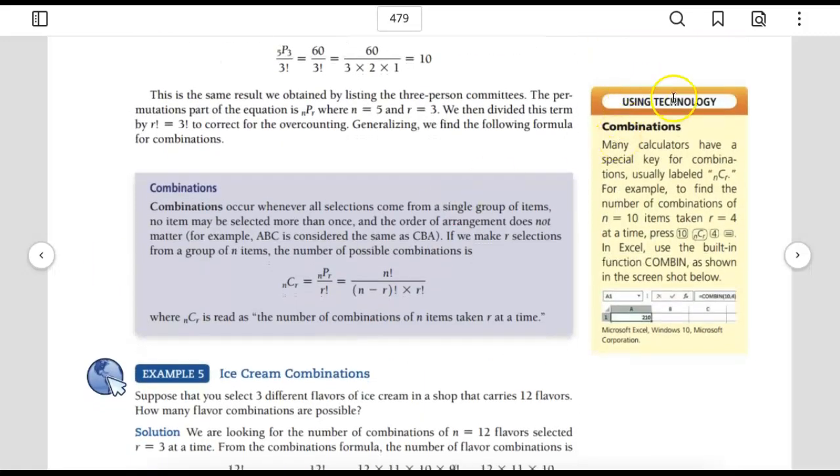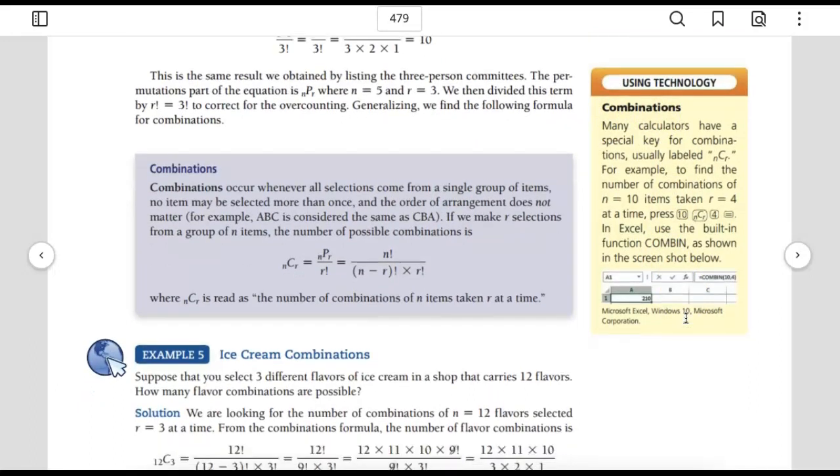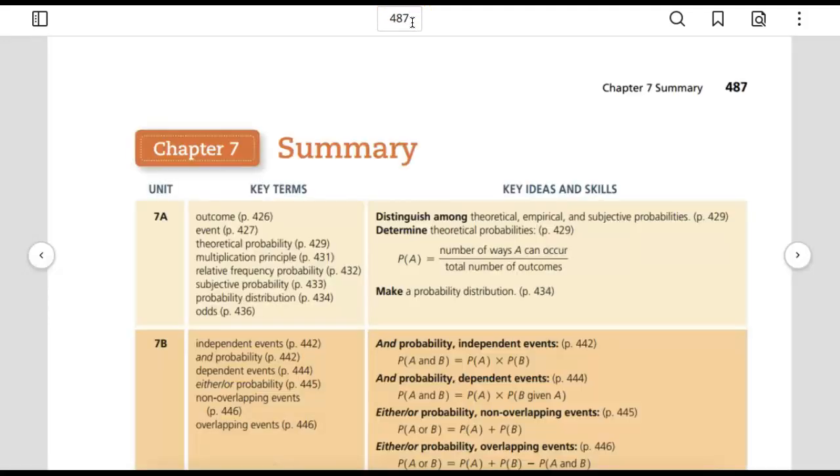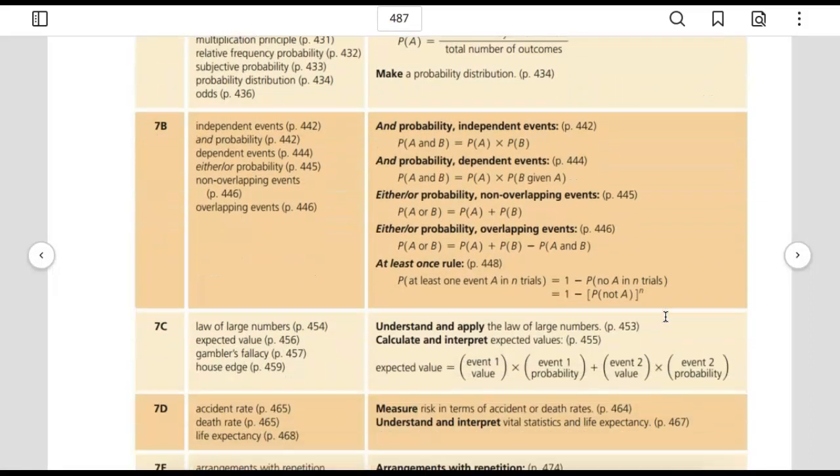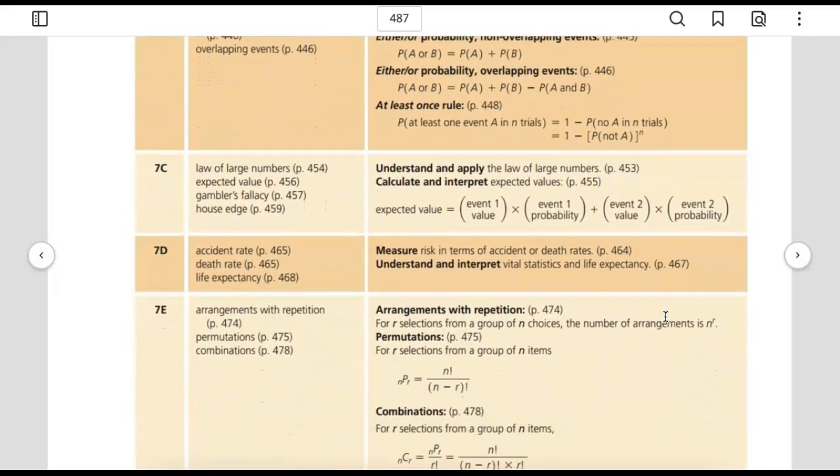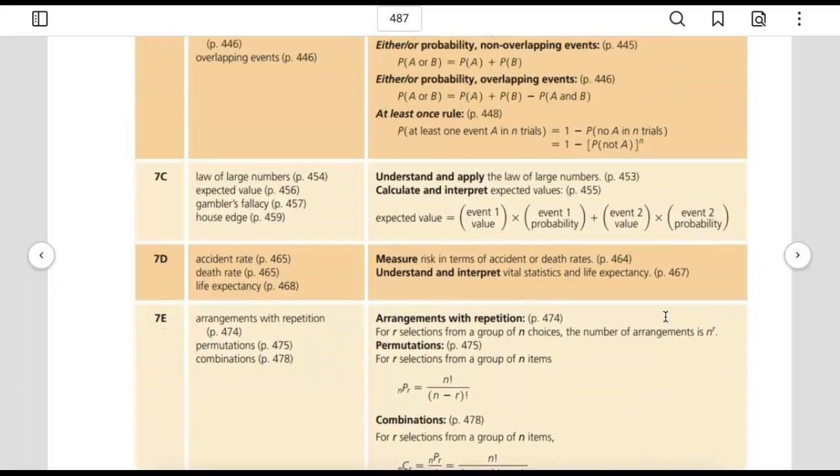Notice that along the way, there are some technology tips here, how you can use your calculator to help you find combinations if you don't want to have to go through the longer formula. And last but not least, I just want to point out on page 487 is the summary of all the formulas in this particular chapter for a quick reference.